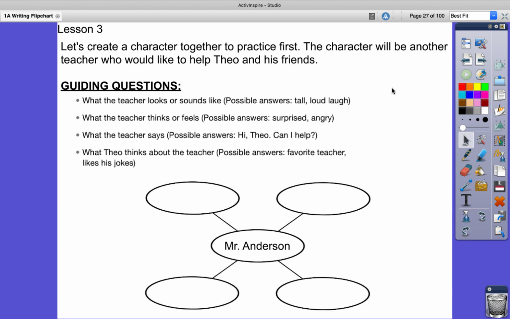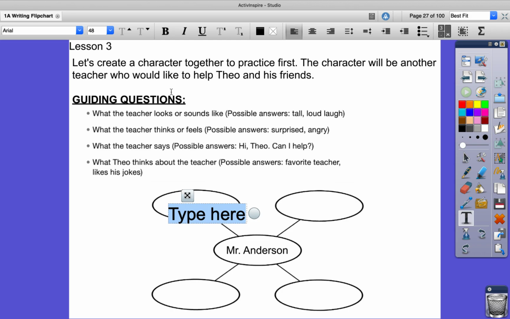So let's create a character together to practice first. The character will be another teacher who would like to help Theo and his friends. Okay, so before we get to the guiding questions, maybe we can come up with the name Mr. Anderson for a new teacher. Okay, so we need to figure out, what does the teacher look or sound like? Some possible answers that I'm going to put in this web graphic organizer is that maybe he is tall and has a loud laugh.